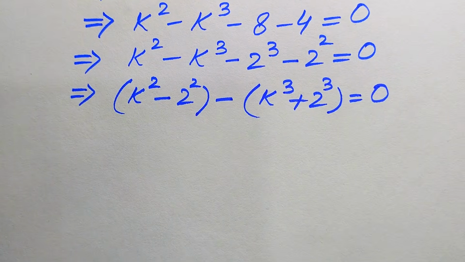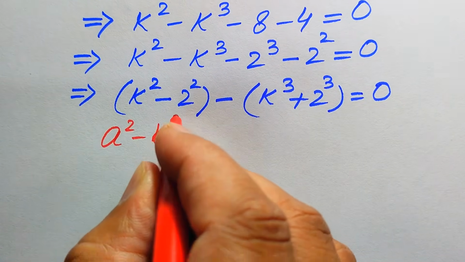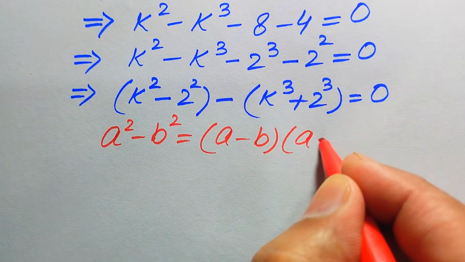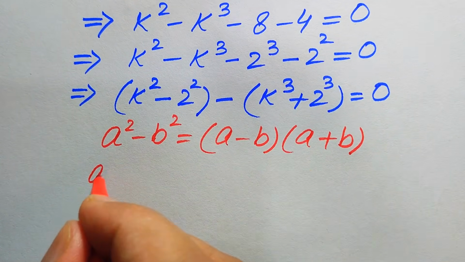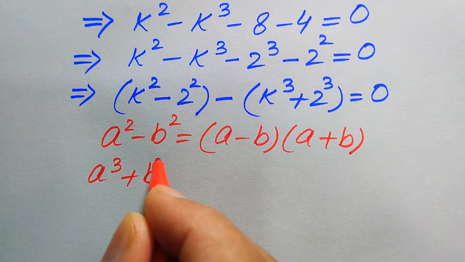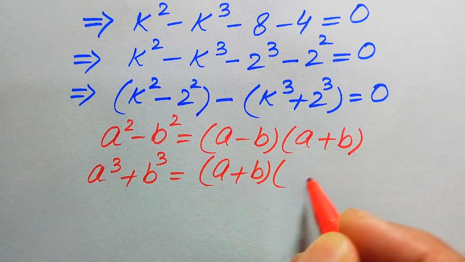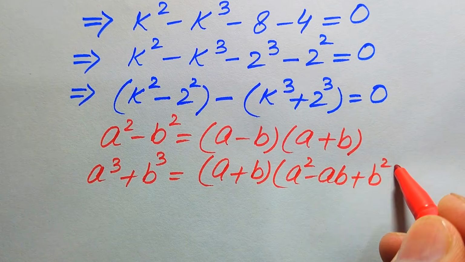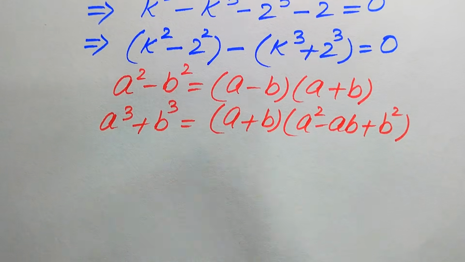And now in the next step we need two nice algebraic formulas. First we use this nice algebraic formula. You know that a square minus b square is equal to a minus b times a plus b, and for this term we use the cubic formula. You know that a cubed plus b cubed is equal to a plus b times a square minus ab plus b square. So we need these two nice formulas to solve the above equation.